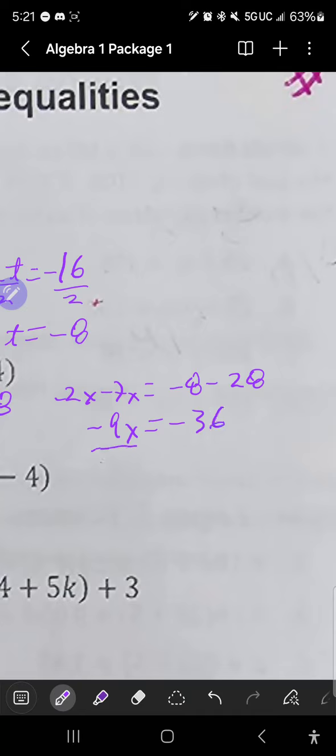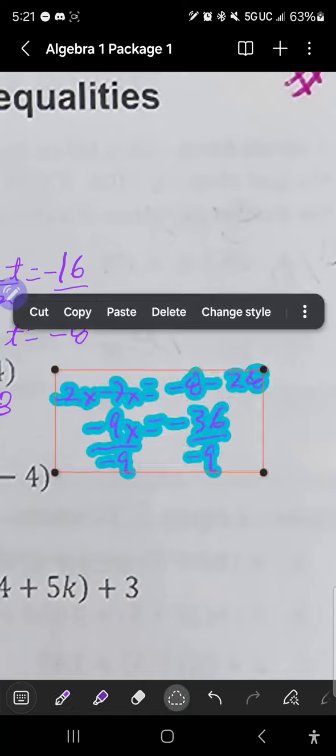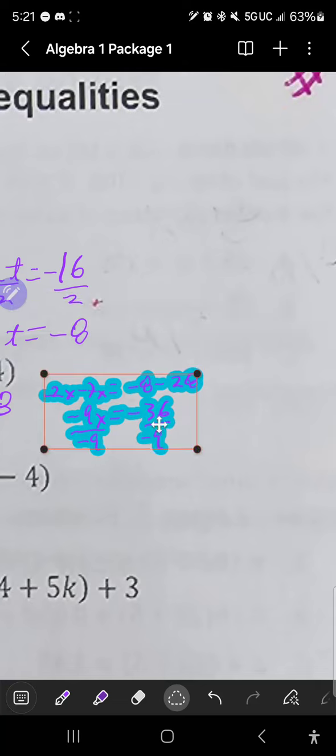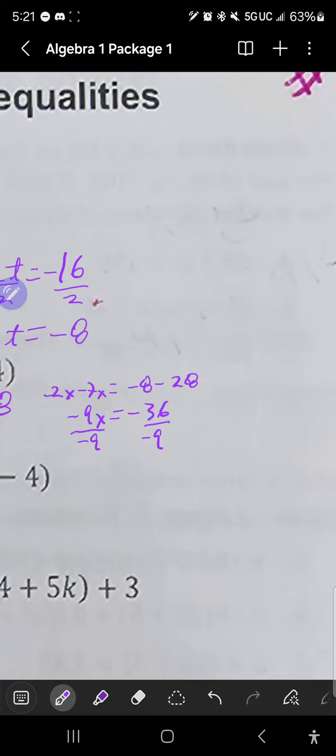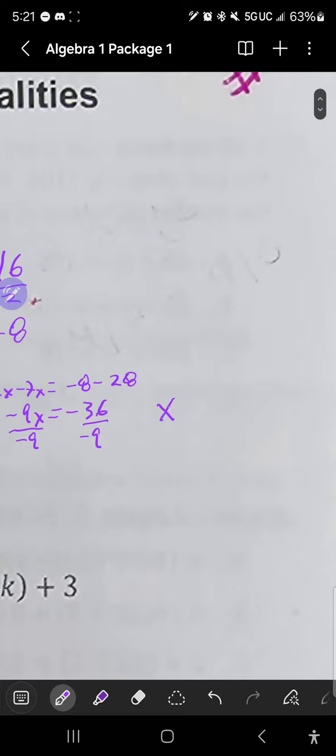So we need to divide both sides by negative 9. When we divide, since they have the same sign, our result is going to be positive. x equals 36 divided by 9, which is equal to 4, so x equals 4, positive, since this is negative and this is negative.